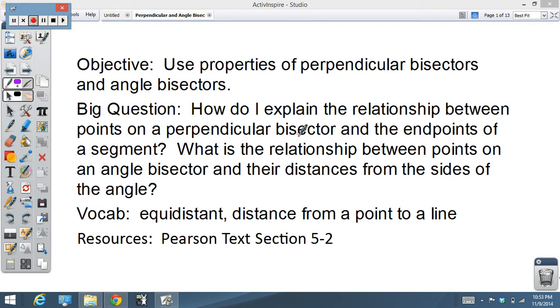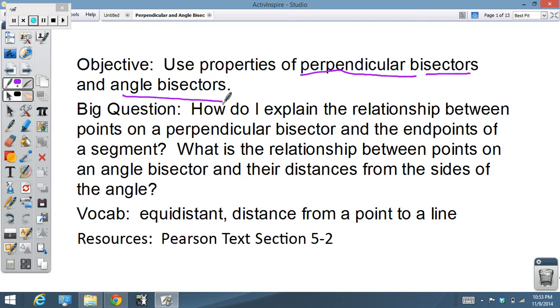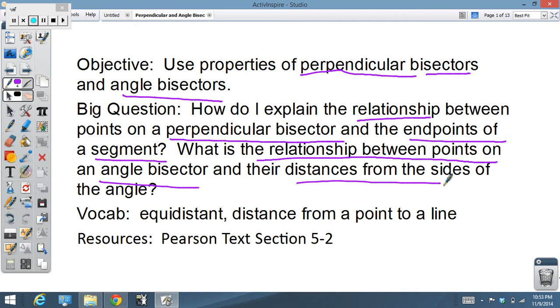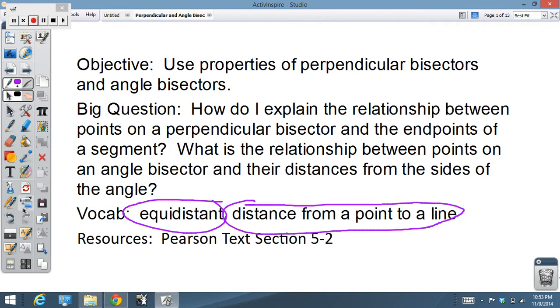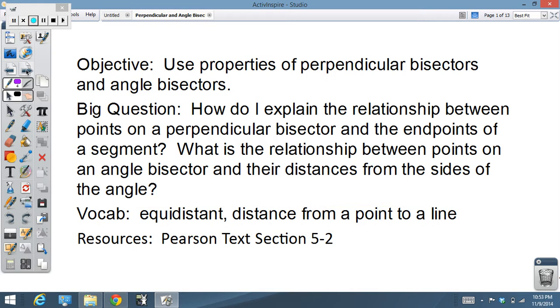We're going to talk about those in general, and then we're going to spend a couple days after this applying them to triangles again. We're going to be heavy on triangles here for a bit. But first, let's talk about perpendicular bisectors and angle bisectors. What's especially the relationship between points on a perpendicular bisector and the endpoints of a segment? Next, what's the relationship between points on an angle bisector and distances from the sides of an angle? Vocab: equidistant, and then we'll define the distance from a point to a line. So here we go.